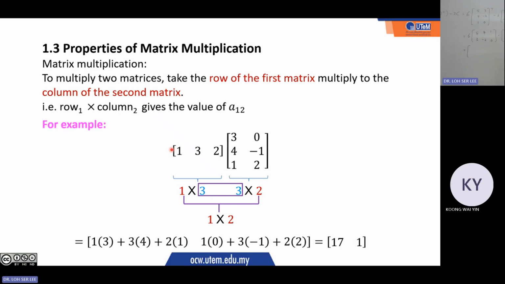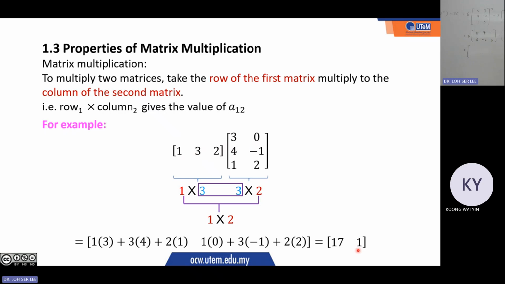So this row multiplied to this column means the first multiplied to the first, plus the second multiplied to the second, plus the last one multiplied to the last. This is called the row multiplied to the column. So 1 times 0 plus 3 times -1 plus 2 times 2, you get 1. This is matrix multiplication.